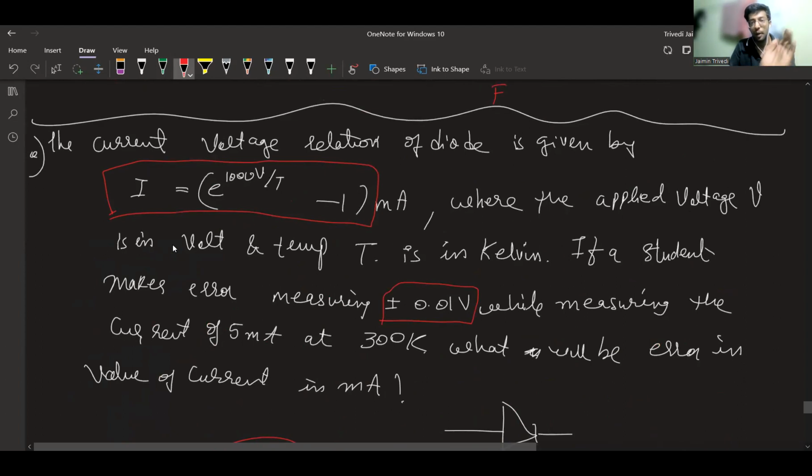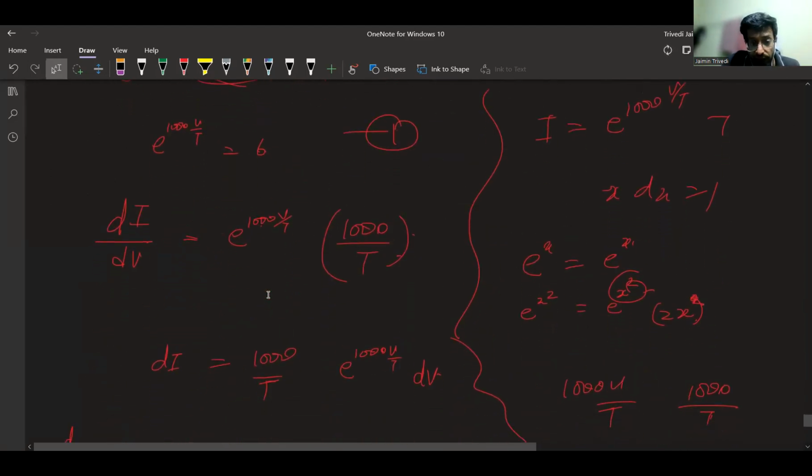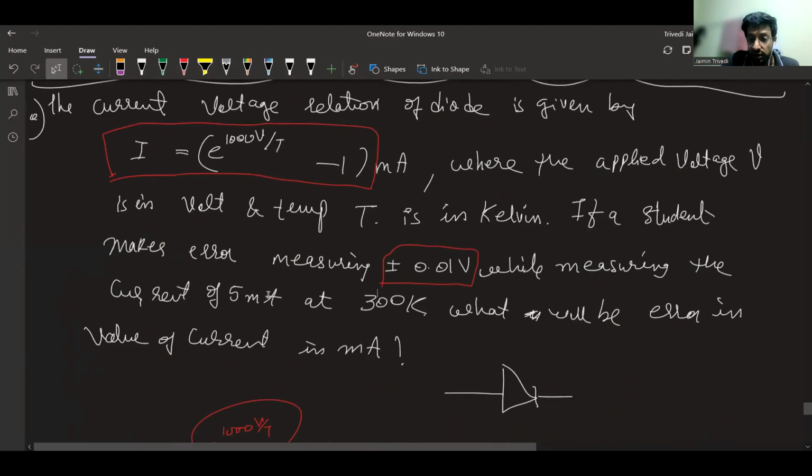That means it's a part of differentiation. They didn't give directly here. They gave us this one as a different way. So in this one, it is 0.01 voltage. That is dV. Now we have dI. We need to find dI here. That's what is the question.